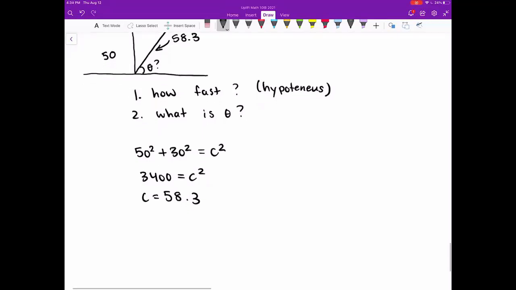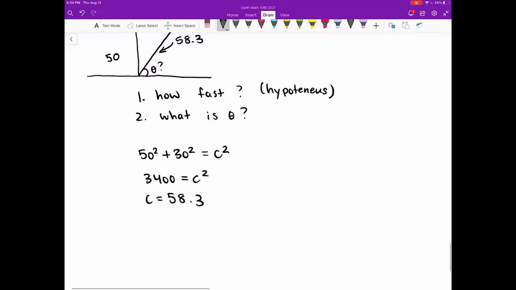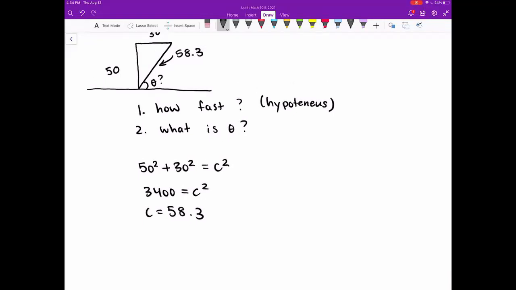To find theta, there's two ways to do it. If you're really into flipping the triangle around, we can move the sides over to make a new triangle. But instead, we could do 90 subtract the inner angle of the triangle. So we can label another angle inside the triangle, and call it theta 2.